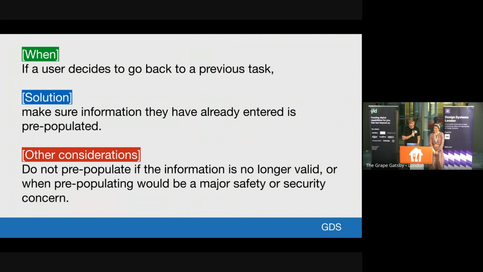So here's an example of a message that we gave on our back link component, where we're basically saying if a user decides to go to a previous task, make sure information they've already entered is pre-populated, and then making sure that we're not superseding any more important advice, instructing them to not pre-populate if the information is no longer valid, or when pre-populating would be a major safety or security concern.